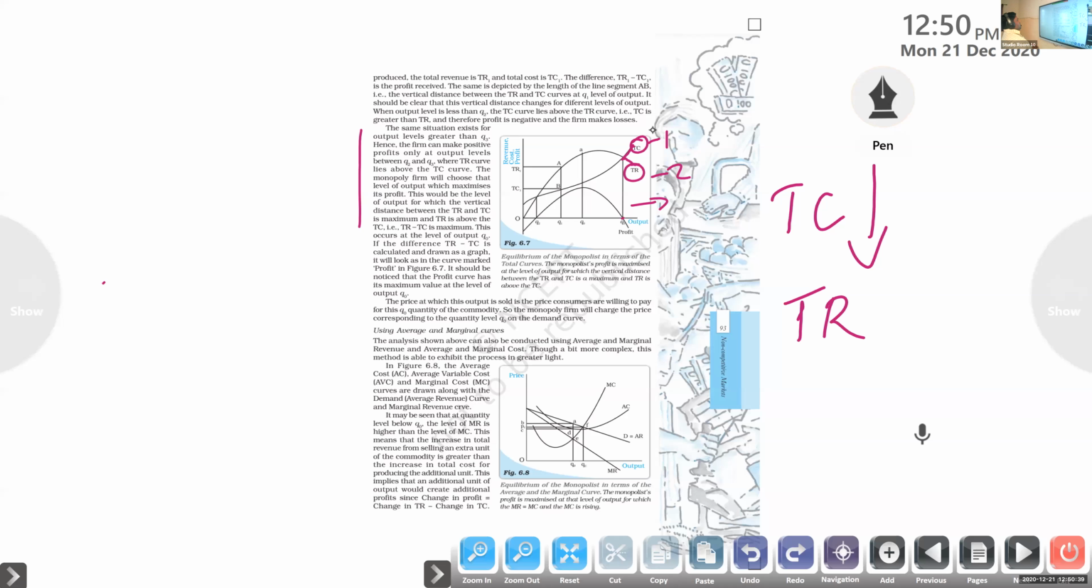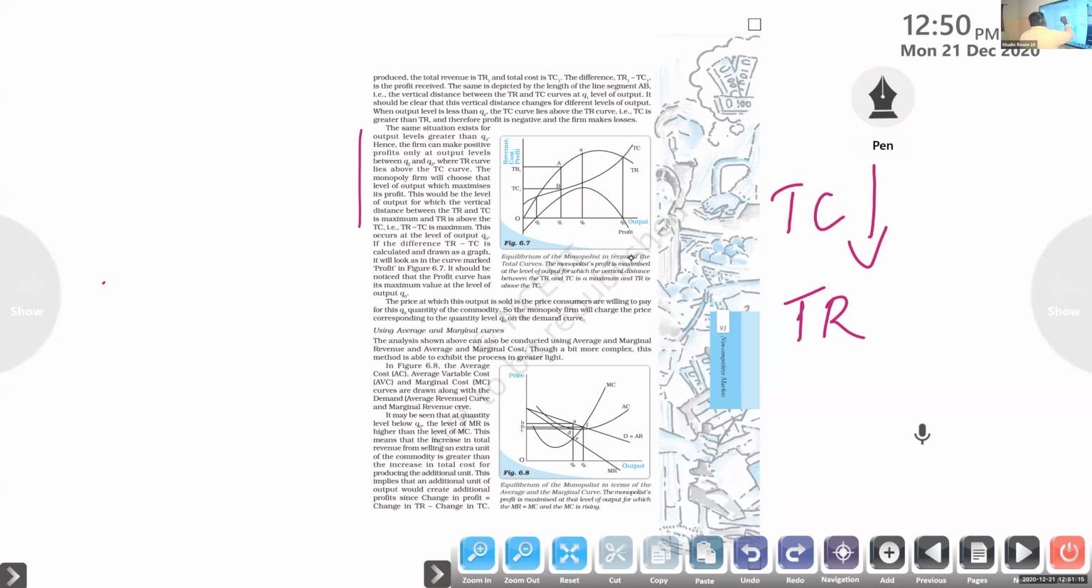Hence, the firm can make positive profit only at output levels between Q2 and Q3. The profit is in this area between Q2 and Q3, where the TR curve lies above the TC curve.